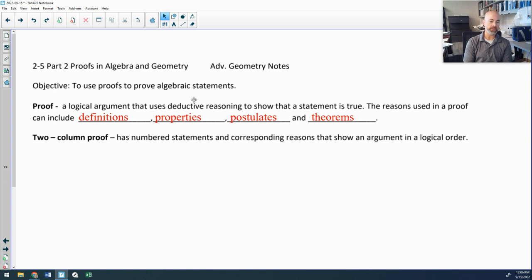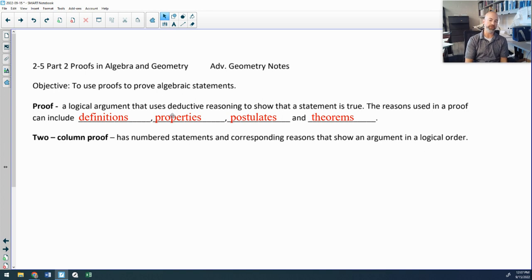A more formal definition of proofs is a logical argument where you use deductive reasoning. And remember, deductive reasoning means you use facts, known information, definitions, stuff like that. And you use those definitions, that deductive reasoning, to show that the given statement is true. And the reasons we use include definitions, properties, postulates, and theorems.